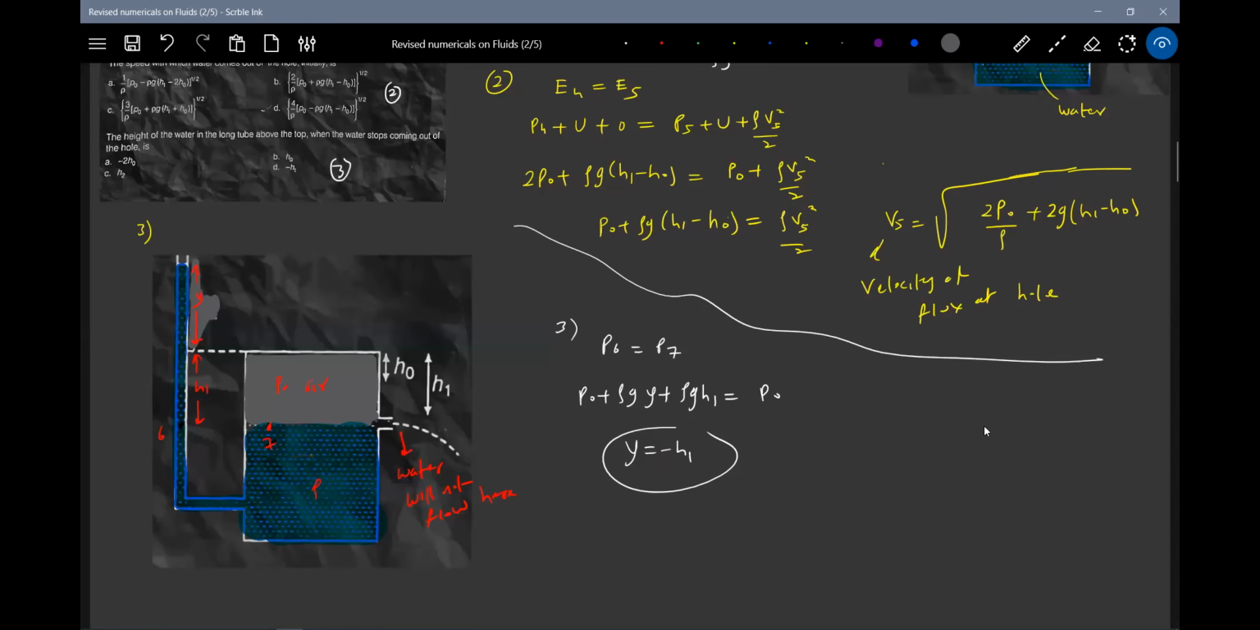So what is the question? The height of the water in the long tube above the top, when the water stops coming out of the hole. It means from the top, if I measure it, it will come here. So minus H1 is what I should interpret. This is the top now. So from the top, minus H1 means the water level should be till here only. Very simple. You should not solve. By looking at it, you can tell it.